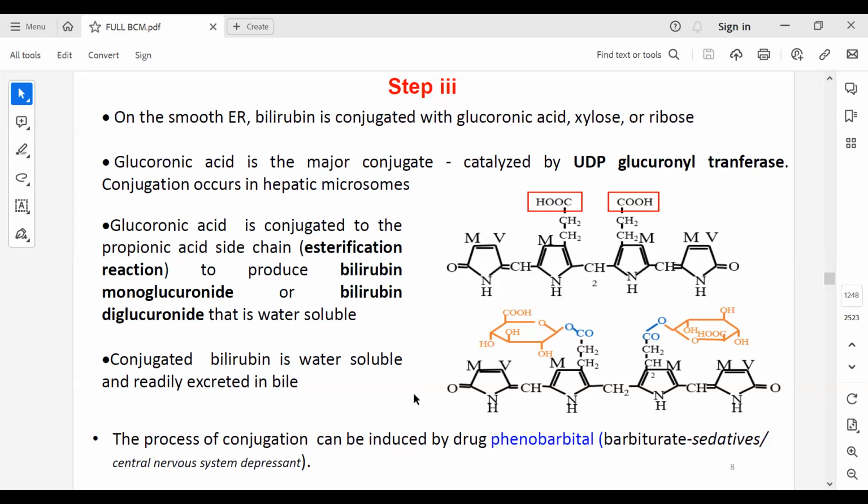Yeah, I think they are prone to, there's more conjugation. So ideally, it's a good thing because ideally more bilirubin is soluble, so it's lost. Okay.